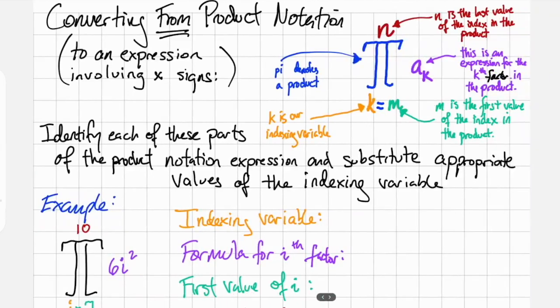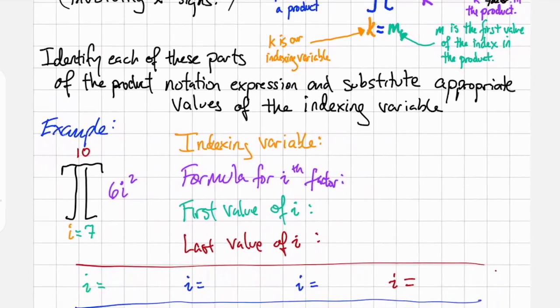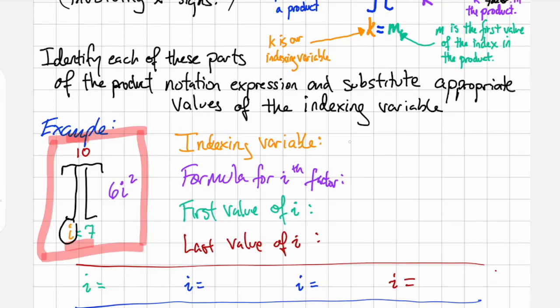Let's get some practice. Let's convert from a product notation. So if we have something that looks like this, where we have the product from i equals 7 to i equals 10 of 6i squared, what we need to do is figure out what the indexing variable is. In this case, our indexing variable is i. The formula for the ith factor is 6i squared. The first value of i is 7. The last value of i is 10.